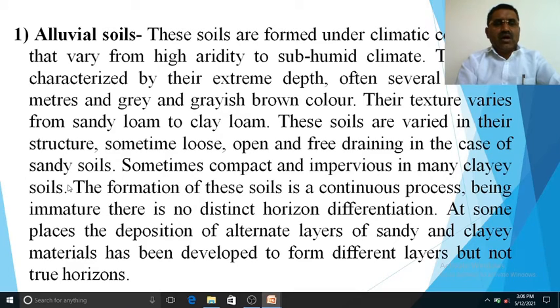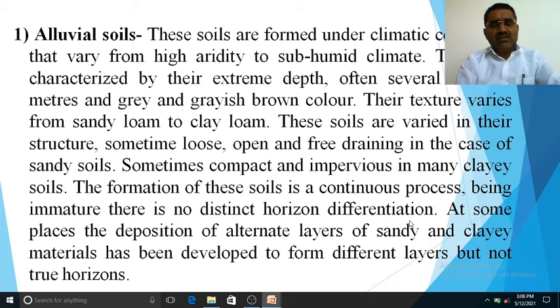That matters: how these soils are formed, how far that mud or material has traveled, and where it gets deposited. That determines the texture and their looseness or draining capacity and everything. So that depends on these factors. The formation of these soils is a continuous process, because as we know there is a continuous flow of water and continuous flooding in the northern part of India, and that's why it is a continuous process. Being immature, there is no distinct horizon differentiation.